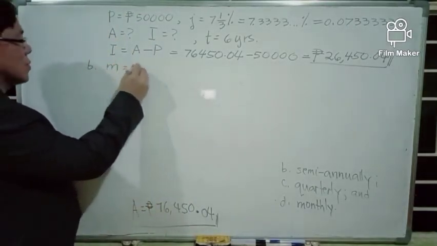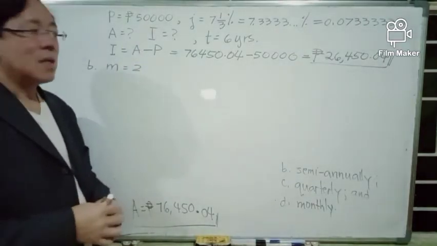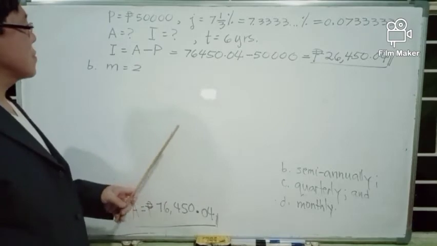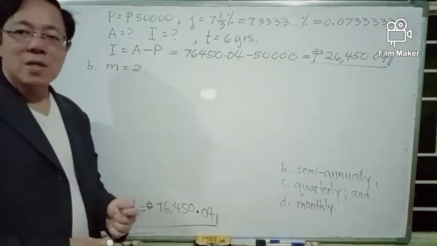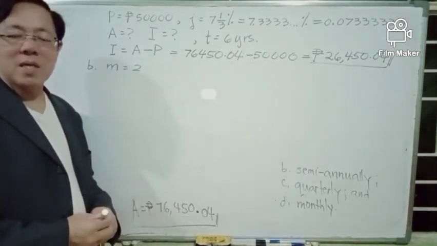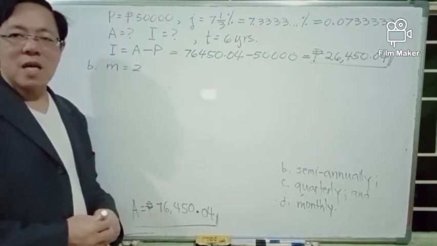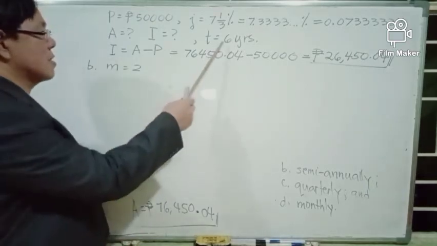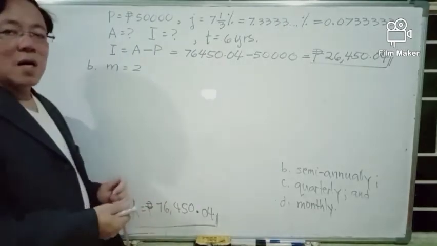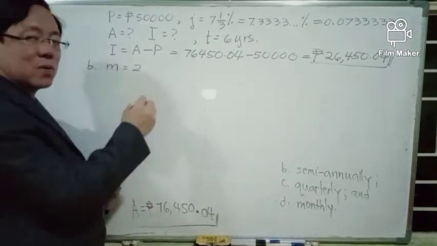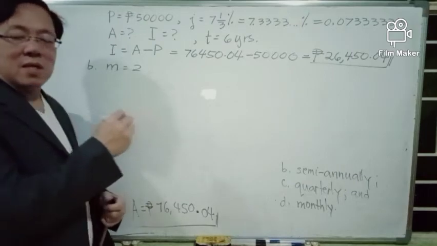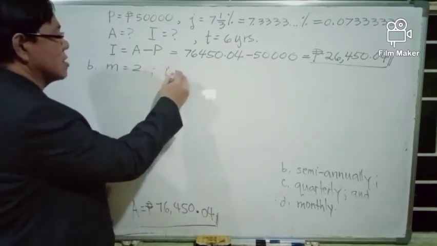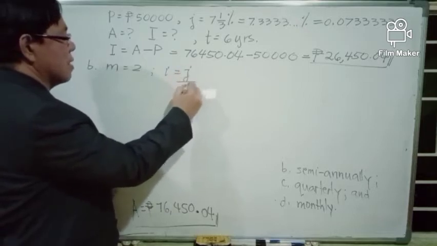M equals 2 in letter B. If M equals 2, our interest will be computed semi-annually, that is every 6 months, twice a year, for 6 years. Now, the interest rate per period, or every 6 months, will change. I is given by J divided by M.